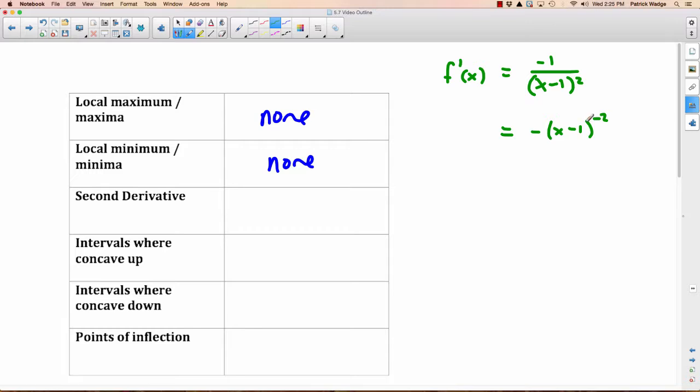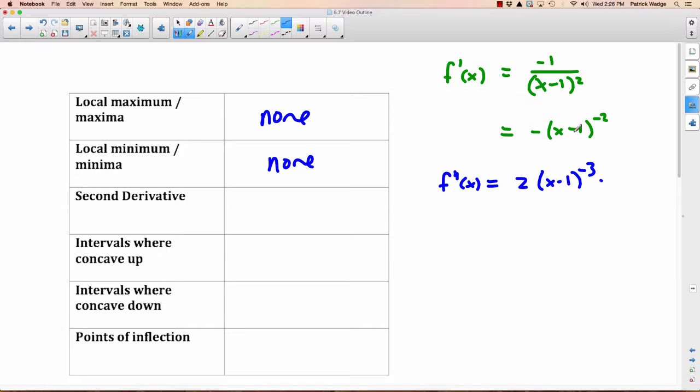What rule do you have to use? The chain rule. So that's what I'm going to do. I'm going to use the chain rule to get the second derivative. How do I do that? Well, my outer function is this something to the -2. So the -2 comes down and multiplies by this -1. So that just equals 2. Keep the inside the same, x minus 1. This drops 1 to -3. And I take the derivative, I have to multiply by the derivative of the inside.